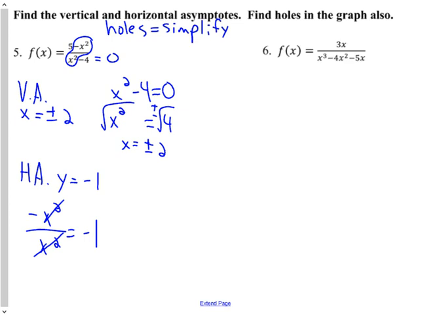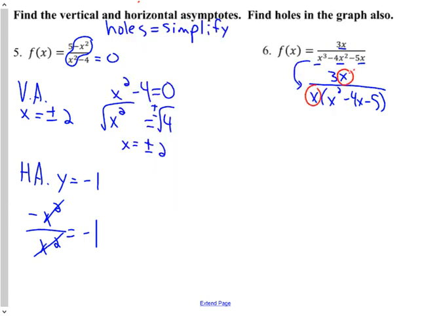Next one, 3x over x cubed minus 4x squared minus 5x. Okay. So we've got an x in the numerator, and we've got an extra x in the denominator. So let's factor it out first. We've got x squared minus 4x minus 5, and then 3x in the numerator. This is what causes a hole, right?